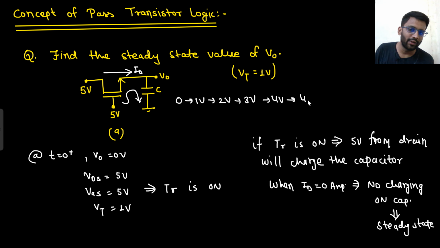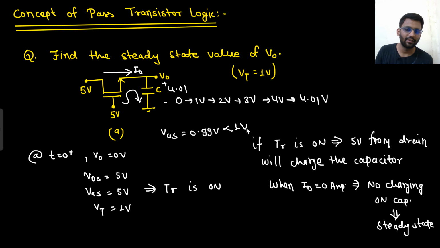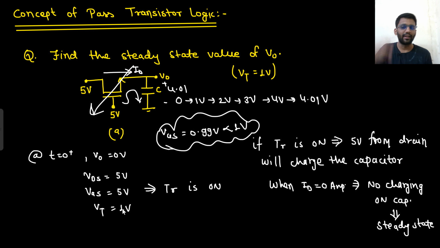If it is going to 4.01 volt, what will happen? If the capacitor voltage is 4.01 volt, what will be your VGS? VGS would be 5 minus 4.01, 0.99 volt. That is lesser than VT. VT voltage is 1. So if it is lesser than that, your transistor will be turning off. And if your transistor is off, there will be no further charging.